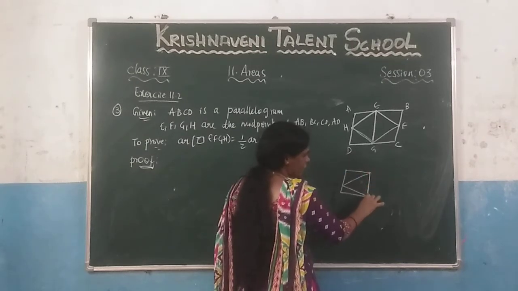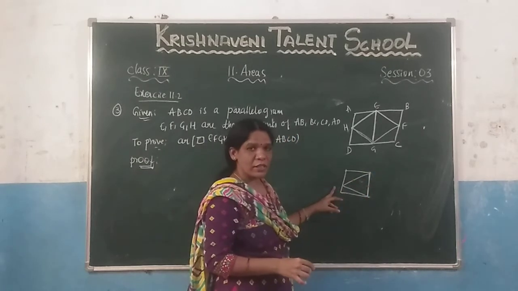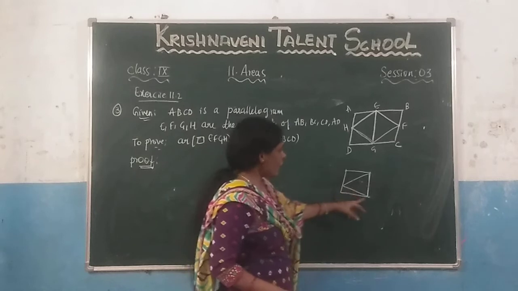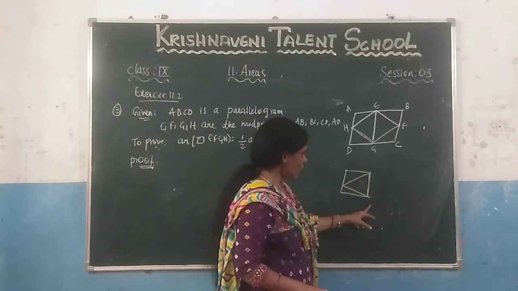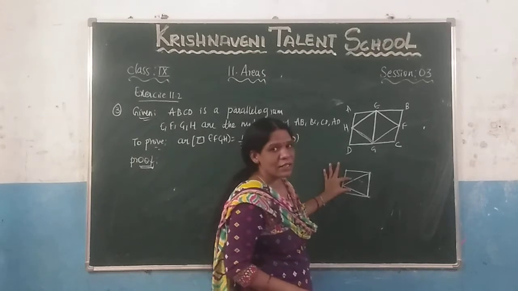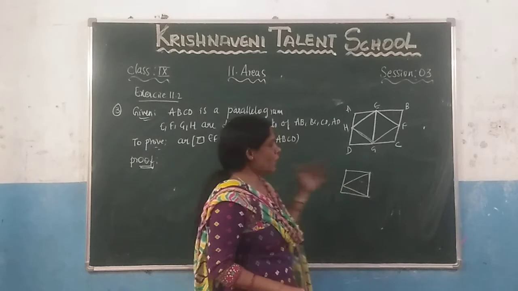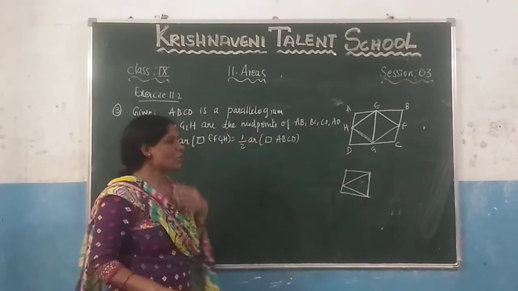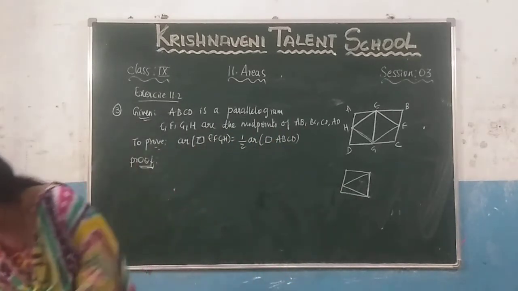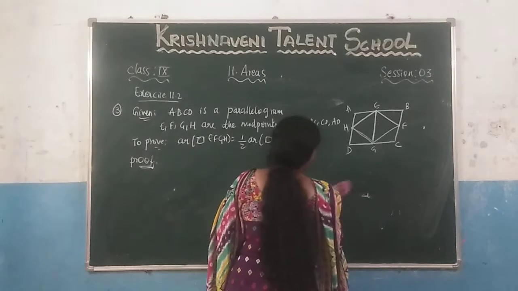You can observe here this is the common base and these two lines are parallel. So here, if a triangle and a parallelogram are lying on the same base and between the same parallels, then we can say that the area of the triangle is always equal to half times the area of the parallelogram. Based on that, we will solve this one. So from that, what will you get here?